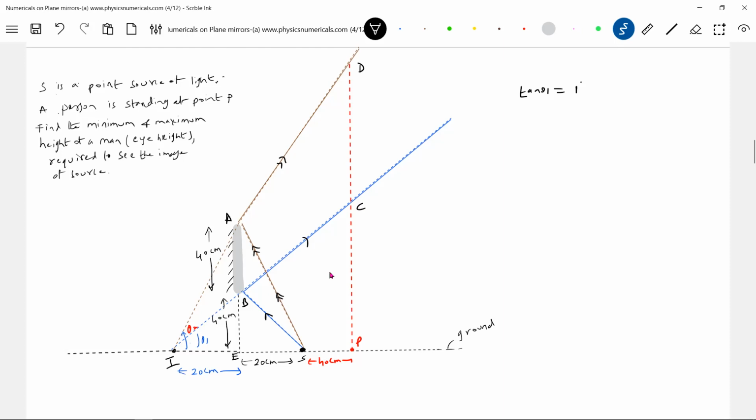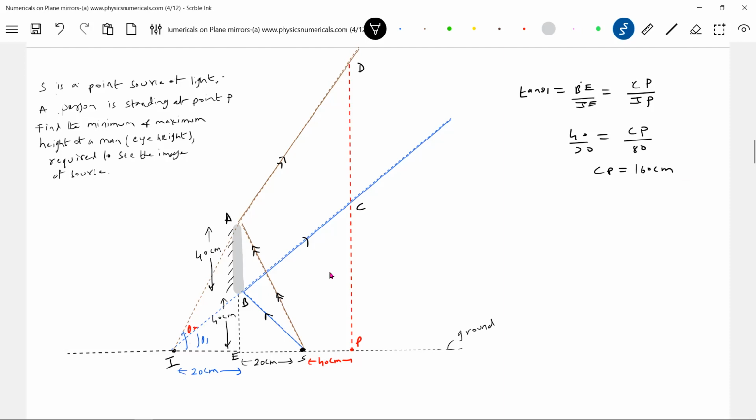So we can write tan theta 1 equal to BE by IE, which should be equal to CP by IP. Do we know BE? Do we know IE? Do we know PI? So we'll get the CP. What is the value of BE? 40. This is 20. CP we don't know. What is IP? IP will be 20 plus 20, this will be 80, 160 centimeter. Then similarly, we have to calculate the distance DP.